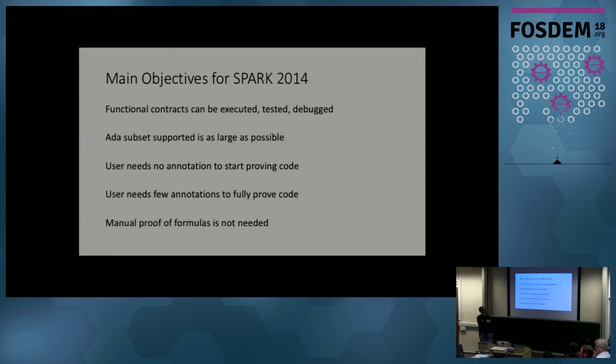This one is that you might want to go further than that at some point, but you want few annotations to fully prove the code. Well, we'll see what few means. What we want really here is that it's not super hard to get beyond the initial steps.